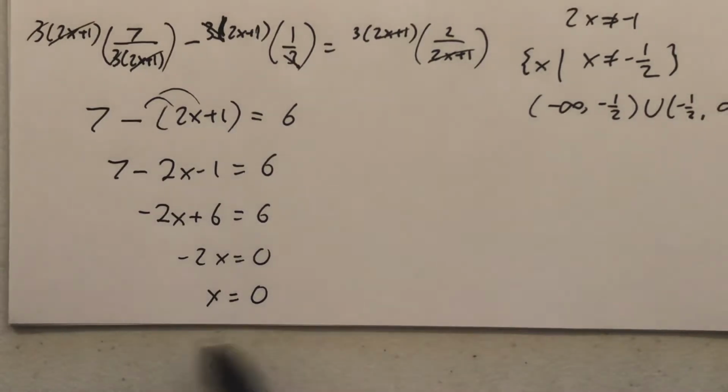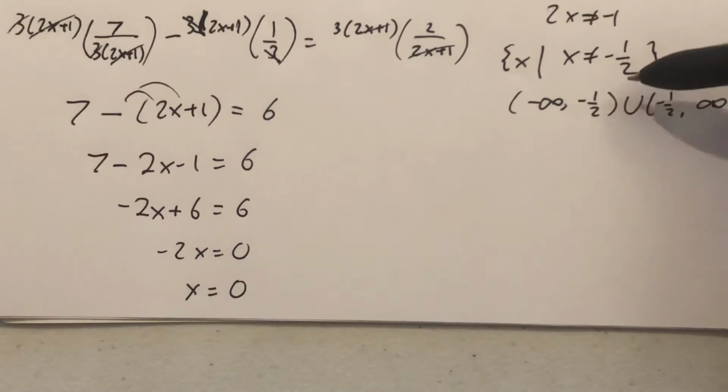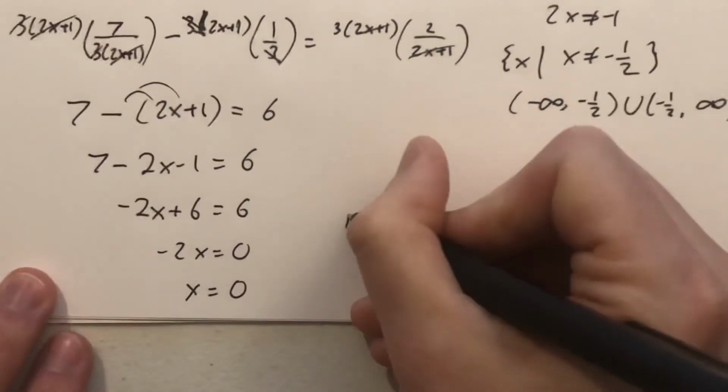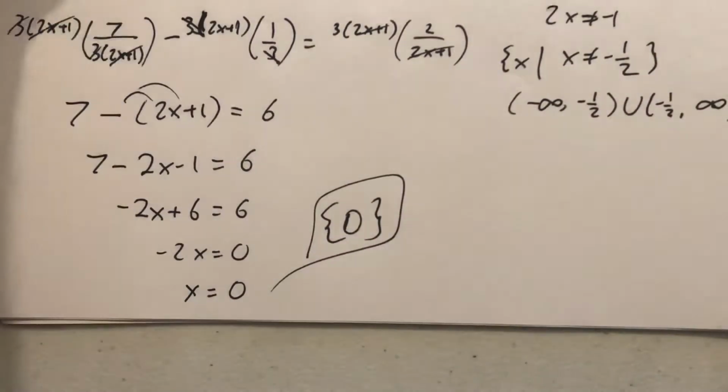Now, this is our solution we're getting. Just go back and check your domain. The only domain issue was -1/2. So this is perfectly fine. So 0 is our solution set for the problem.